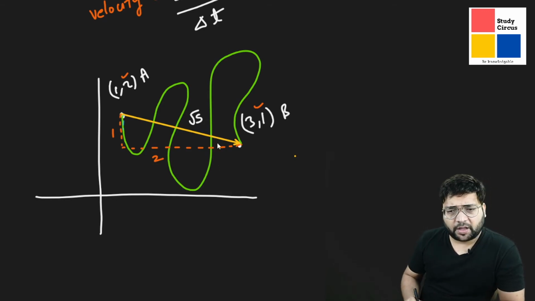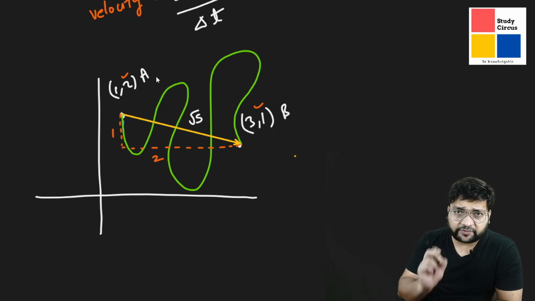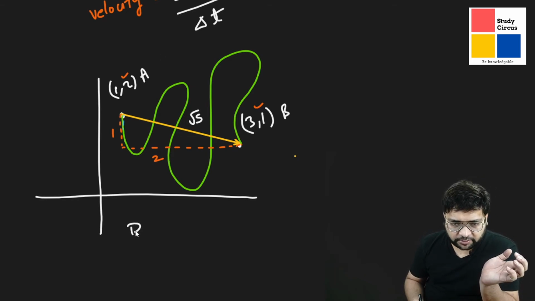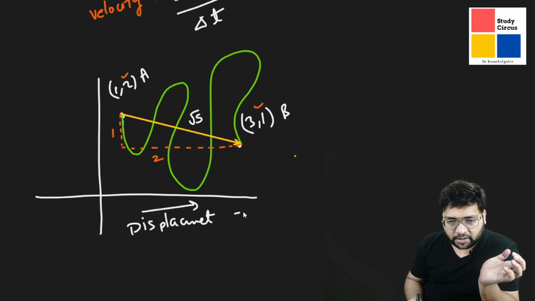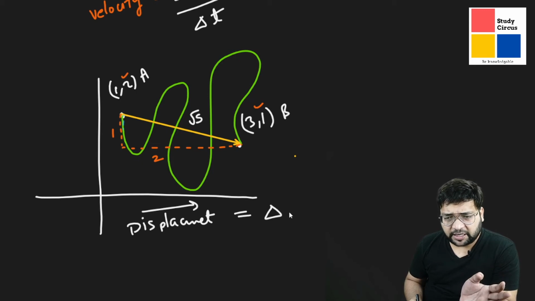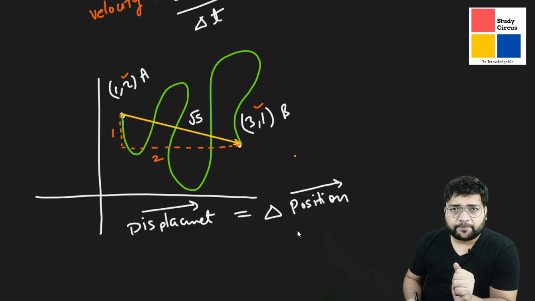Fine. And another way of writing this was: displacement is the change of position. Okay, position is a vector, the change of position is displacement. So the displacement vector is, delta means change, this delta sign, change of position vector.